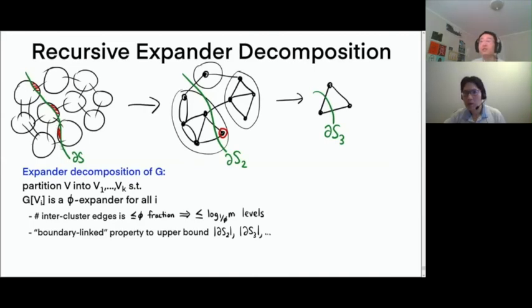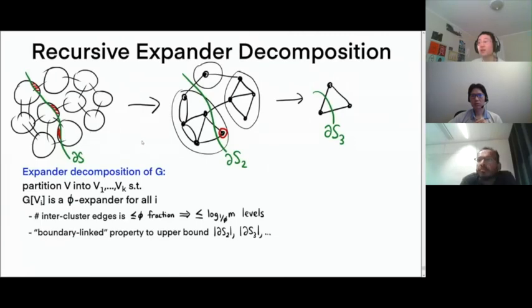Yeah, so essentially, this will bound the size of S2 relative to S1, the boundary of S2 relative to the boundary of S1. It will bound the boundary of S3 relative to the boundary of S2, and we pick up this boundary link property on each step. And Nikhil, I guess you have a question. Yeah. So Jason, I kind of missed why you were overlaying this expander every time.